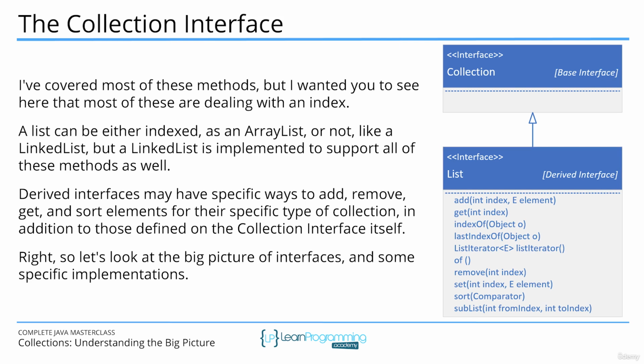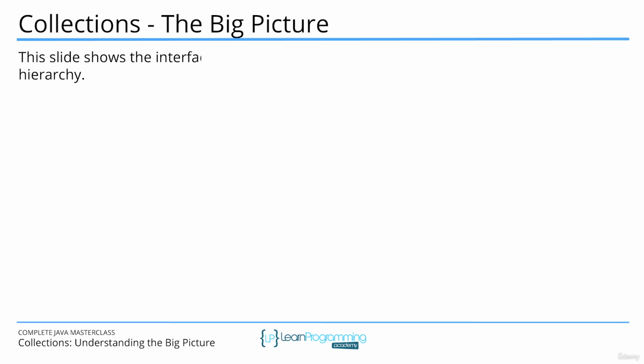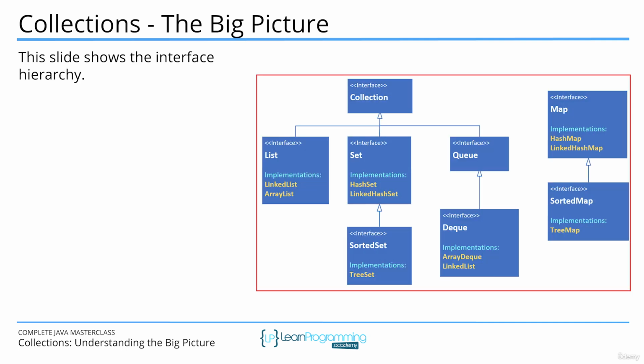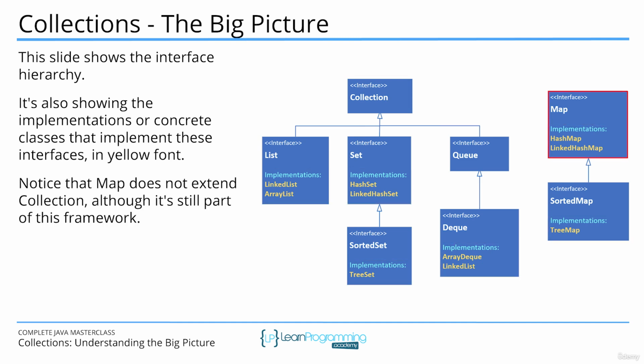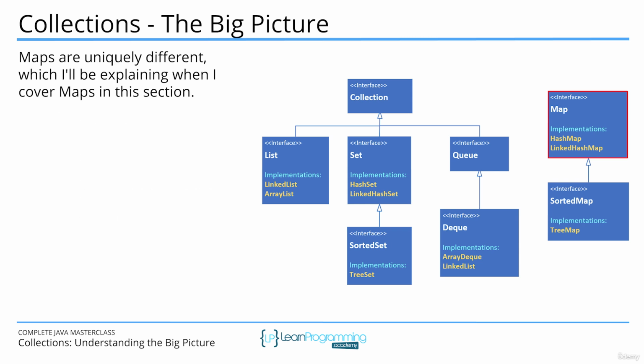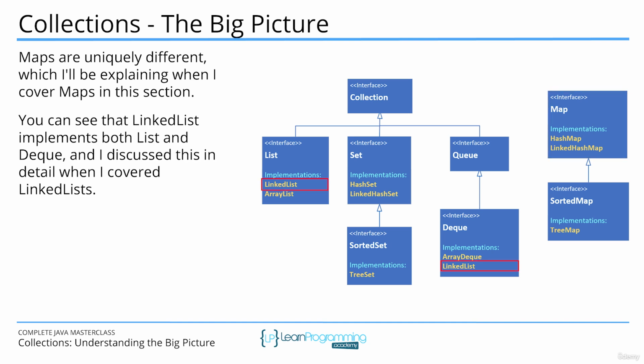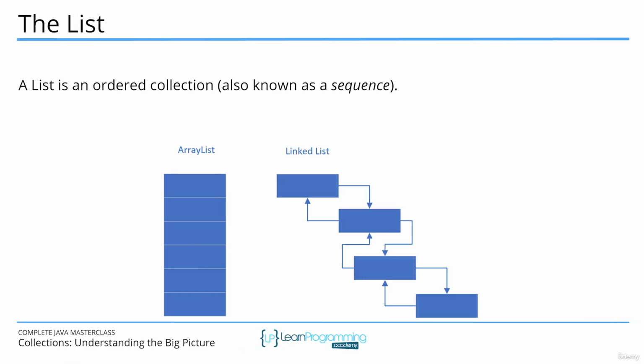Right, so let's look at the big picture of interfaces and some specific implementations. This slide shows the interface hierarchy. It's also showing the implementations or concrete classes that implement these interfaces in yellow font. Notice that map does not extend collection, although it's still part of this framework. Maps are uniquely different, which I'll be explaining when I cover maps in this section. You can see that linked list implements both list and deque, and I discussed this in detail when I covered linked lists. A list is an ordered collection, also known as a sequence.